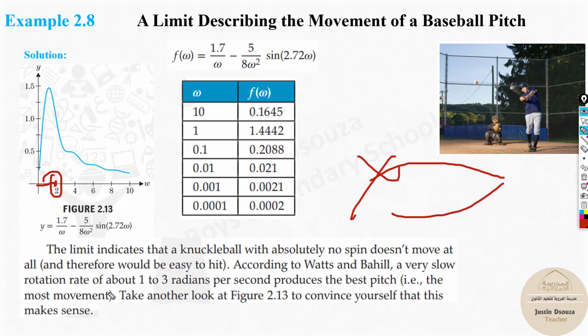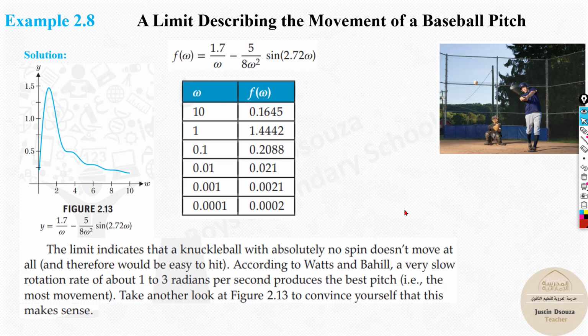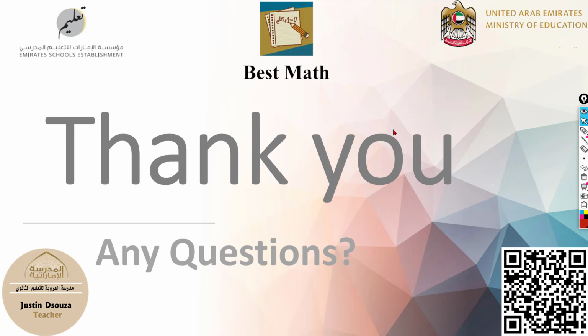But if you give a certain spin, a rotational rate of about 1 to 3, it produces the best pitch. This is where the best movement happens. So for about a 2 to 3 value, you get the best pitch. So that is what this figure shows. It's not a proper typical problem. It's just for you to understand how a simple thing varies, and you can see the graph and understand how to solve this. But the most important thing in this lesson is about the limits.